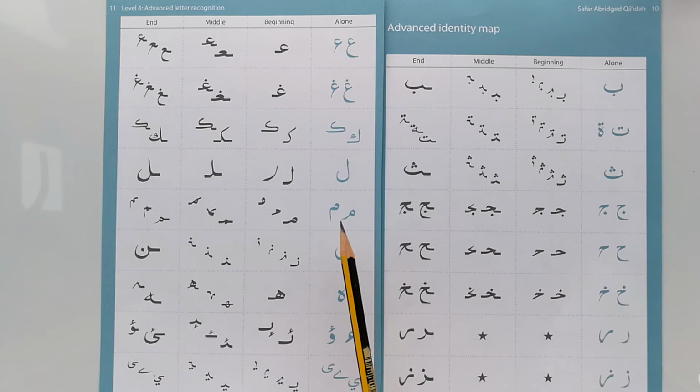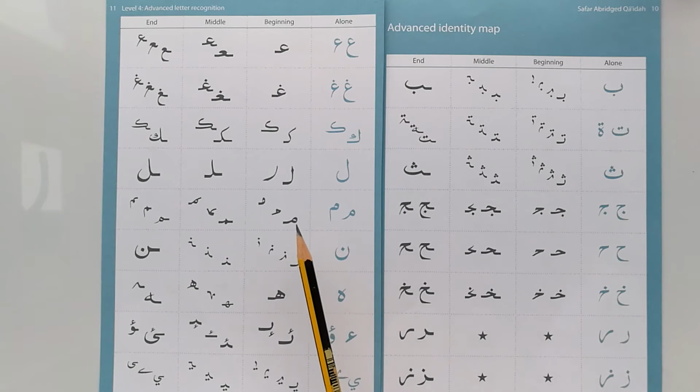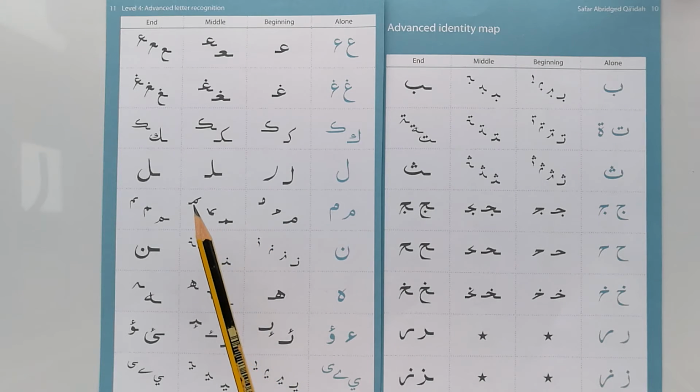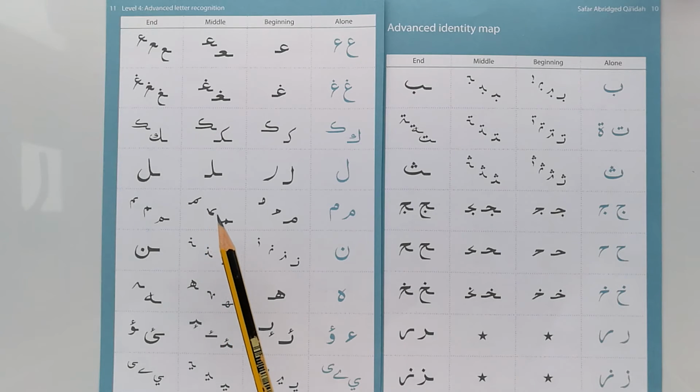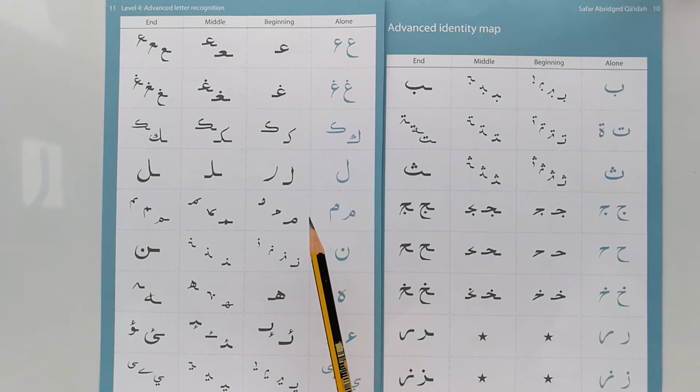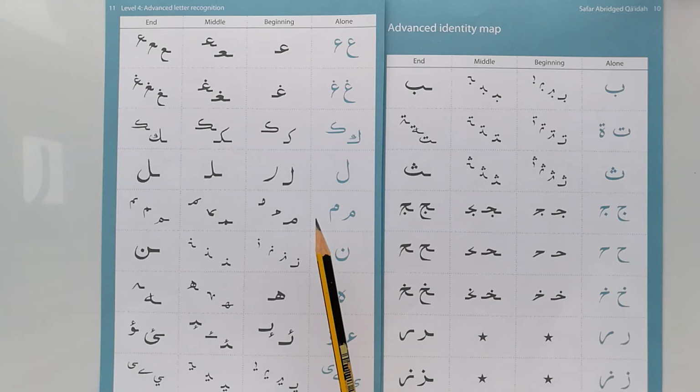Here meem can be a little bit tricky because it's got so many different ways that it's written. You've got the meem here, here, and here at the beginning of the word. Here, here, these are the three forms that it takes in the middle of the word, and you've also got three for the end of the word as well. So meem is one that you'll find yourself coming back to the identity map for, making sure that you're reading the correct letter in the word.